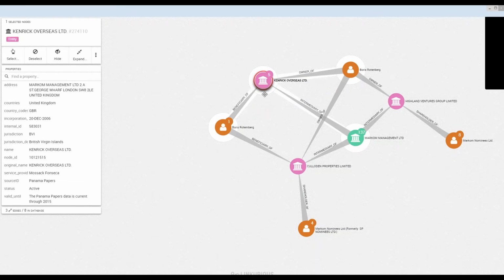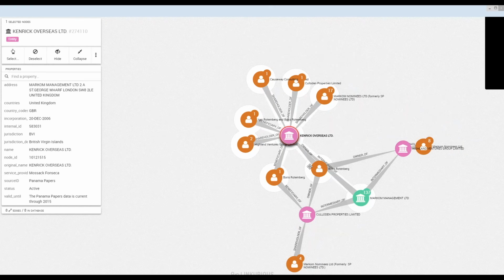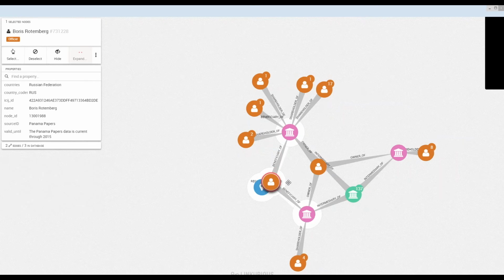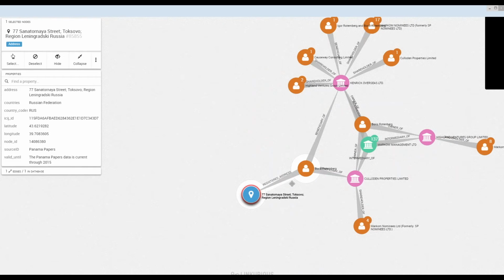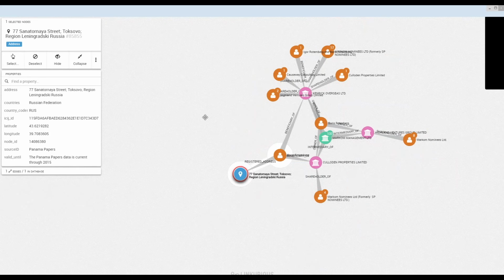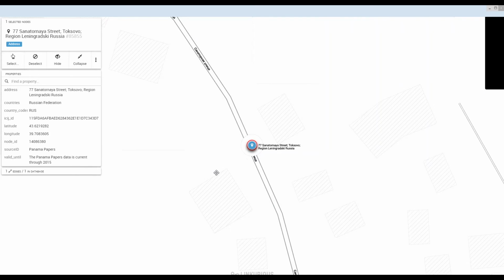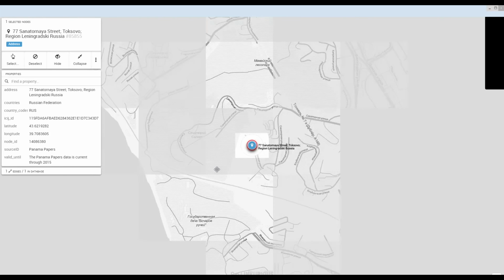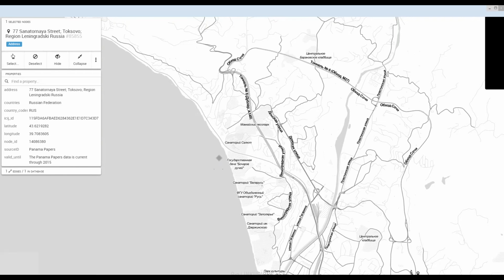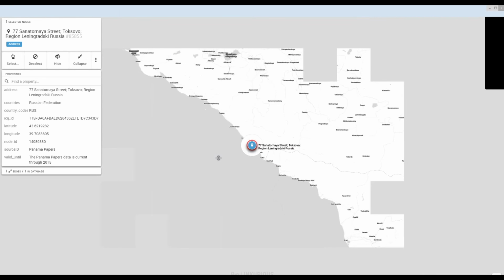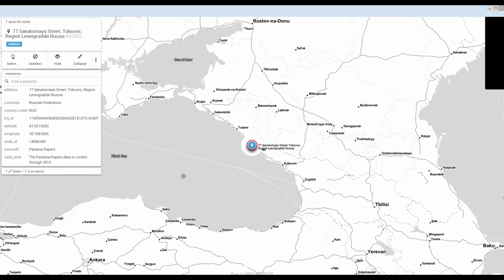But first, let's keep on exploring one of the first three companies, Canaric Overseas Limited. So I'm double clicking on it. And this time we have a lot more data which appears. So let's keep on exploring. I'm going to click on Boris this time. I can see that this Boris here is linked to an address. So we have uncovered an address. And if I turn on the geomap, I can see where the address is located. So it's somewhere in Russia.